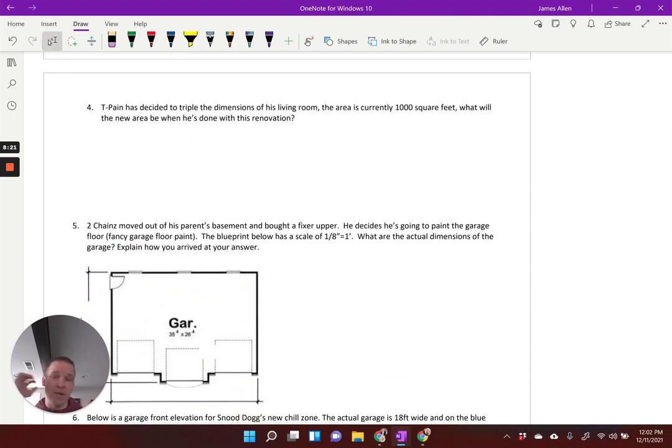They're so useful. Okay, T-Pain has decided to triple the dimensions of his living room. The area is currently 1,000 square feet. What will the new area be when he's done with this renovation? So if I have a 1,000 square foot room, let's say it's a rectangle, okay? I triple the dimensions. Well, if I triple them in one direction, they have to be tripled in both directions.